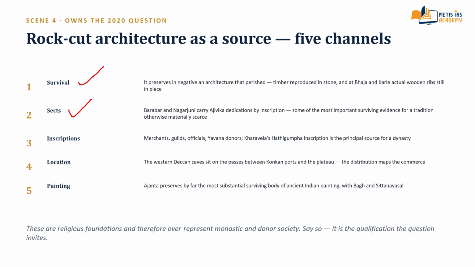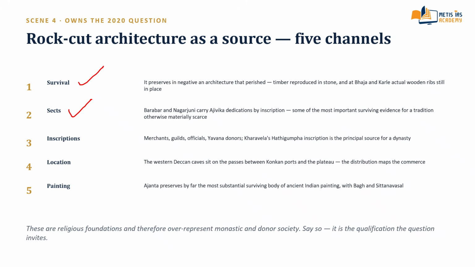The Barabar and Nagarjuni caves in Bihar were excavated under Ashoka and Dasharatha in the 3rd century BCE, and several of them carry dedications to the Ajivikas by inscription, a major heterodox sect of the period, contemporary with Buddhism and Jainism, which afterwards disappeared almost without trace. So not every excavation is dedicated. The point is that the dedicated ones exist and are dated. So those caves and their dedicatory inscriptions are close to the only physical evidence of the Ajivikas we possess.